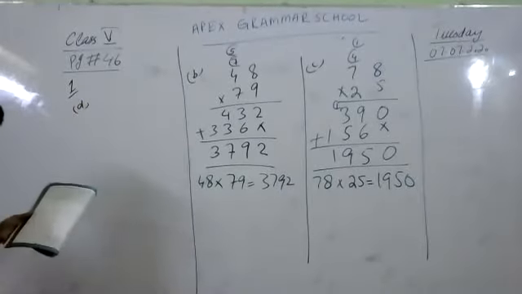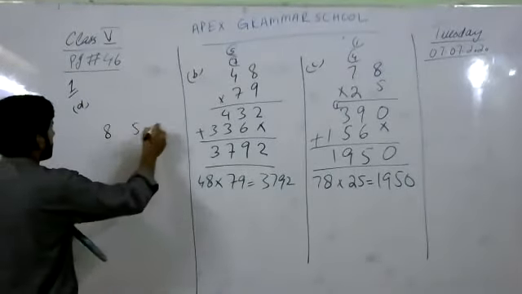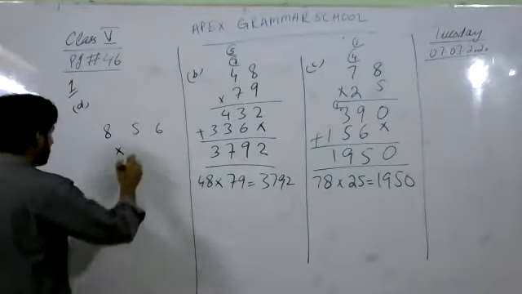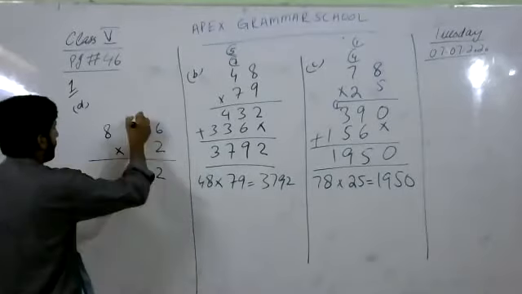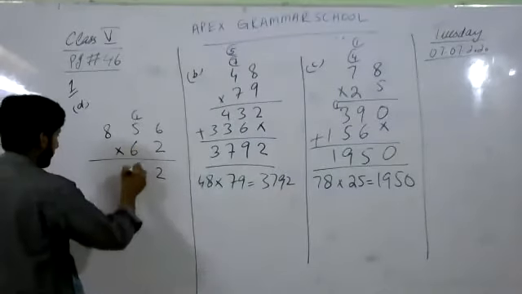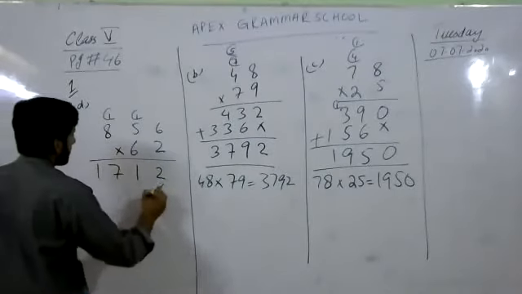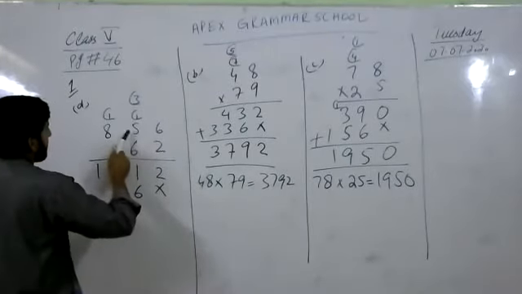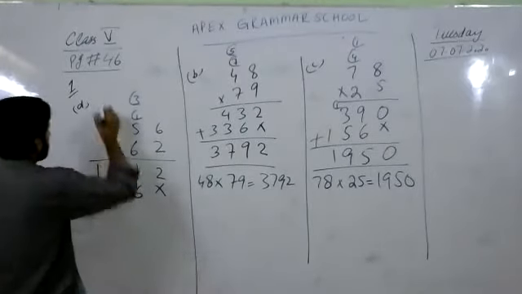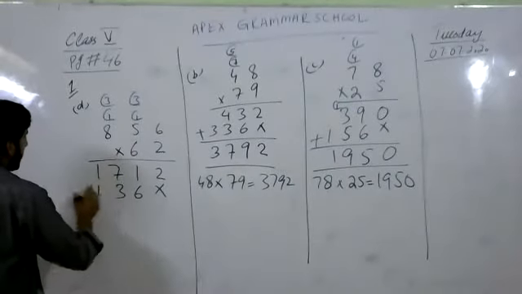D part is 856 multiplied by 62. 2 times 6 is 12, 1 carry. 2 times 5 is 10, 11, 1 carry. 2 times 8 is 16, 1, 17. 6 times 6 is 36, 3 carry. 6 times 5 is 30 and 3 is 33. 3 carry, 6 times 8 is 48 and 3 is 51.